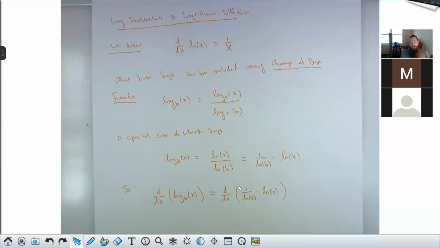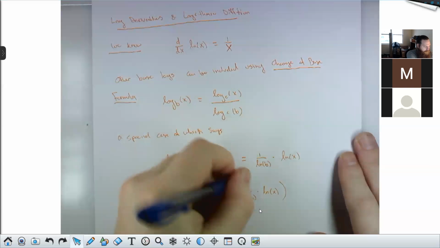Would it just be the product rule? It's a fair question, right? So that's kind of what I'm asking. Do I need the product or quotient rule here? And the thing I want to emphasize is that this piece right here is a constant.